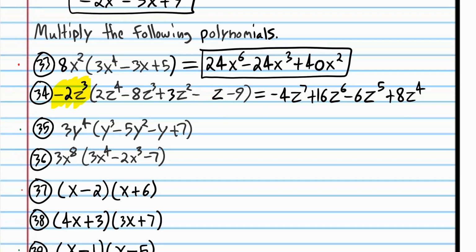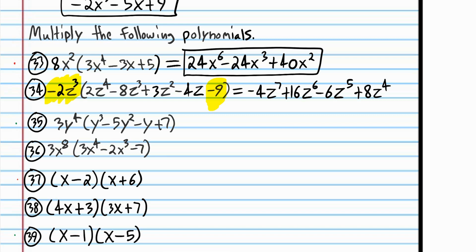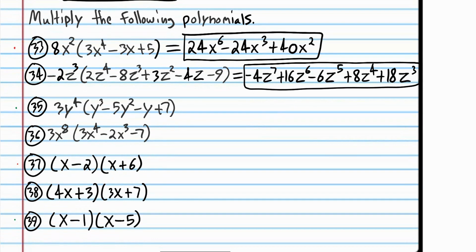And now we're going to multiply the first term by negative 9. Negative 2 times negative 9 is positive 18. And z to the third times, there are no z's, so it's just going to be z to the third. So let me shrink that a little bit. So I want you to try number 35. And when you come back, we'll do it together.